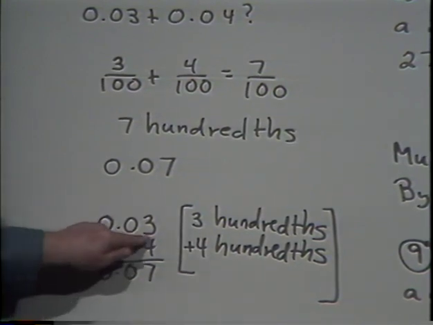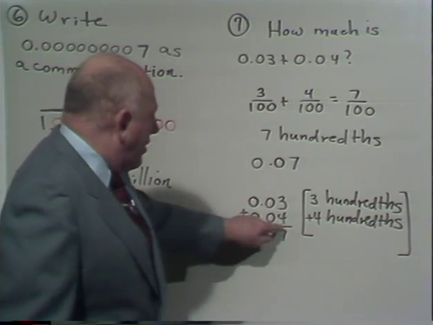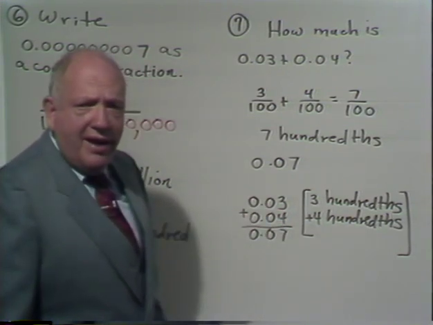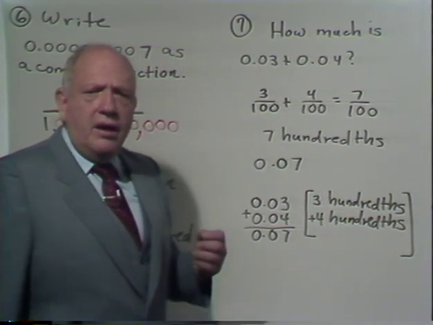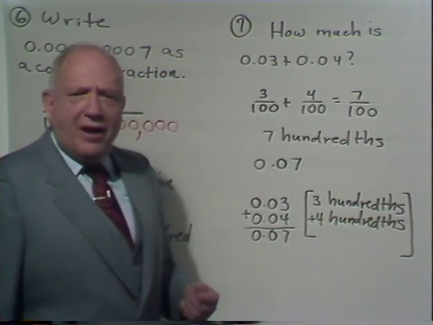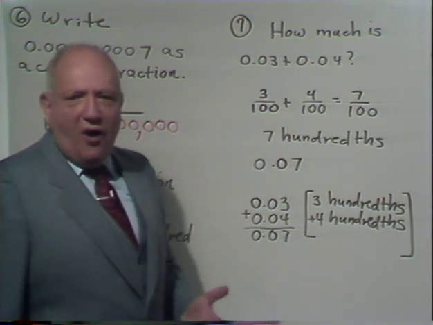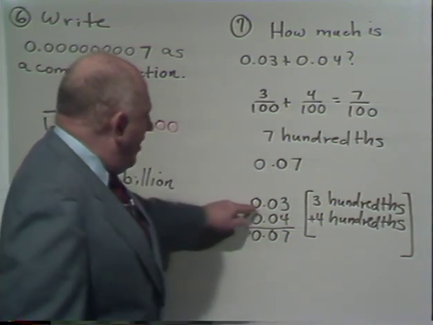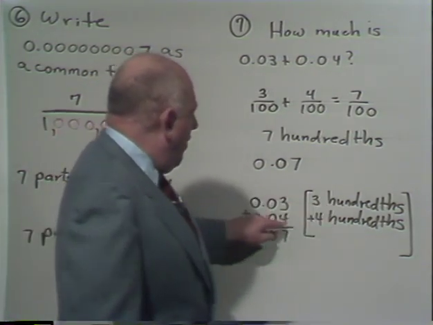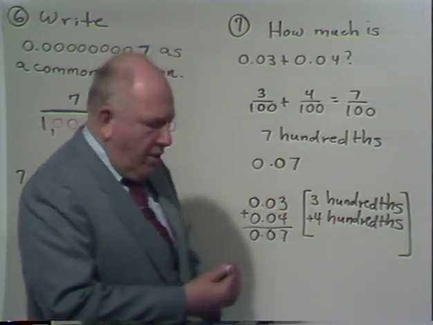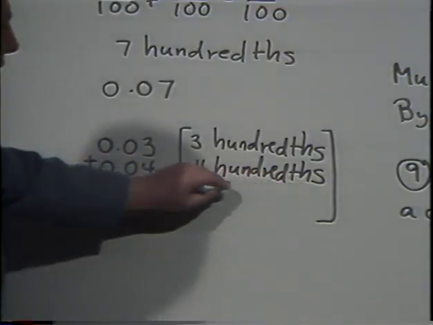See, what's the 3 modifying over here? Hundredths. What's the 4 modifying over here? Hundredths. How much is 3/100ths plus 4/100ths? As long as 3 and 4 are adjectives modifying the same noun, 3 plus 4 is going to be 7. You see, notice that 0.03 is read as what? 3/100ths. 0.04 is read as 4/100ths. Now we're right back to our very first lesson.